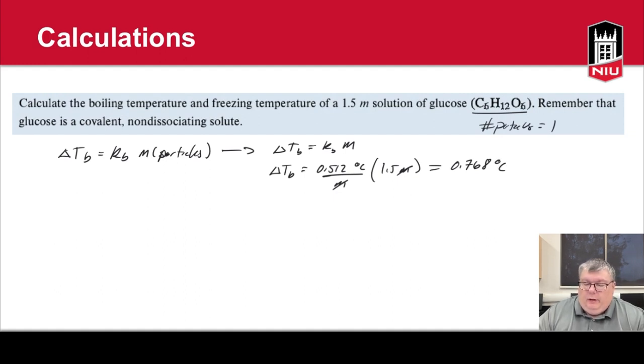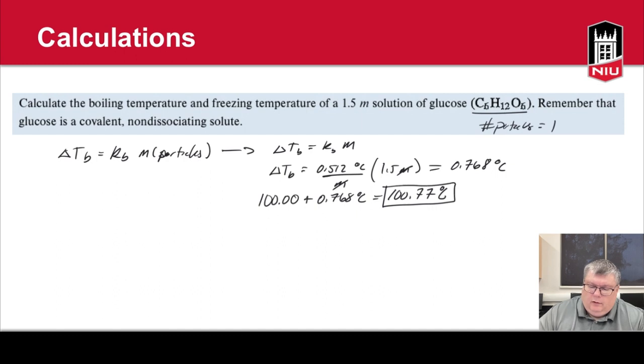Now, this is boiling point elevation. So to get the boiling point, we take 100, the normal boiling point of our solvent, water, and we're going to add 0.768 degrees C to give us 100.77 degrees C for our new boiling point.